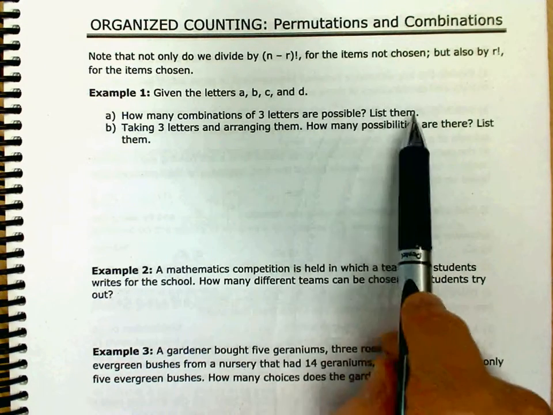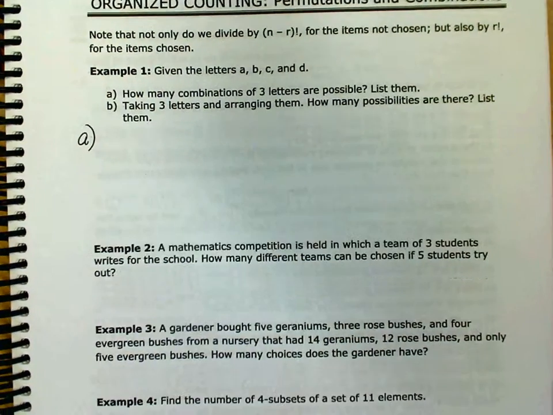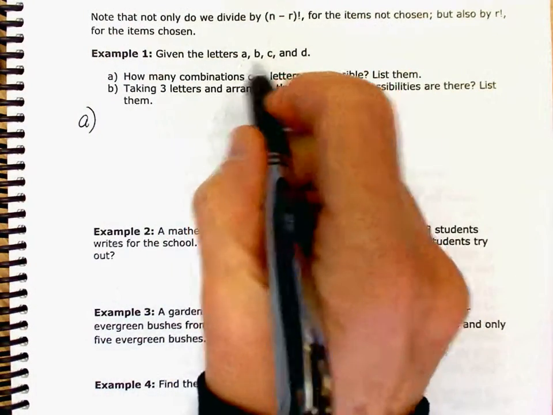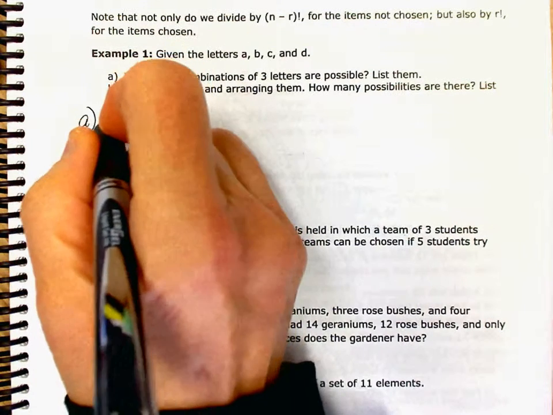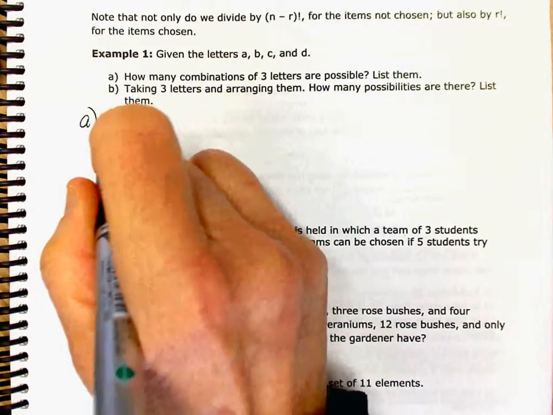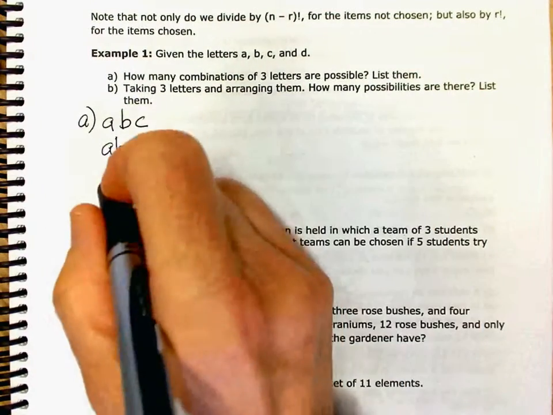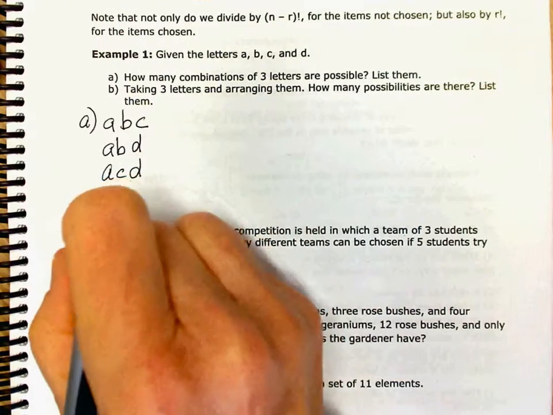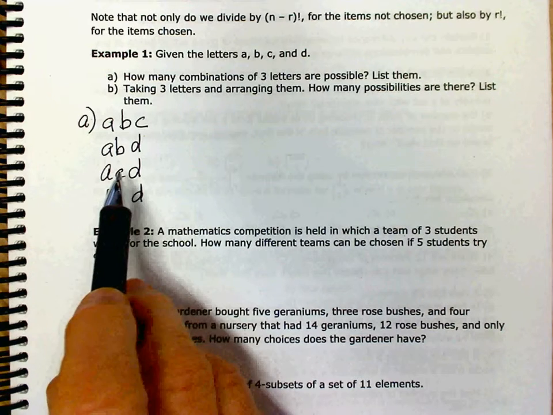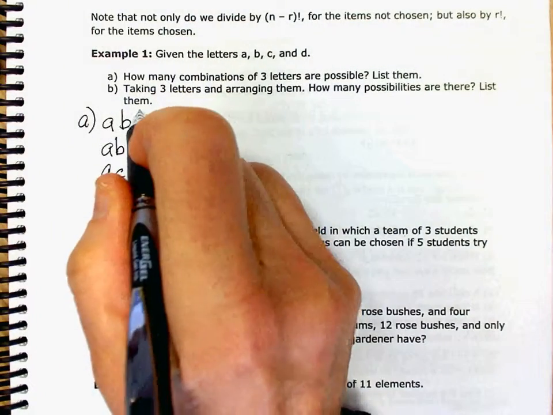List them. So we have 4 letters. So how many combinations are possible? Well, we have 4 letters. We're choosing 3. So you could choose A, B, C, right? You could choose the first 3, or you could choose A, B, D, or you could choose A, C, D, or B, C, D. Those are the total number of ways you can choose 3 things when you have 4 things to choose from. This is a combination.